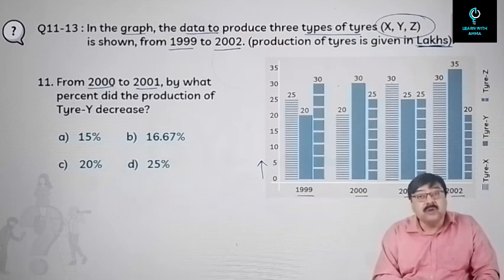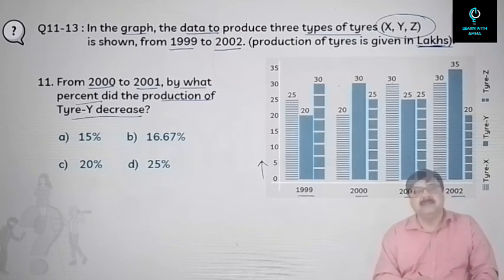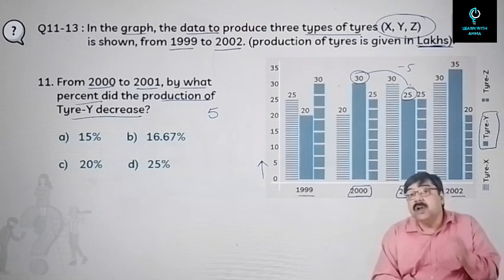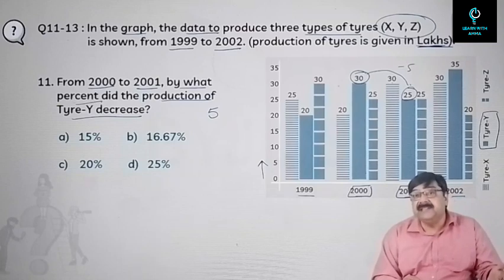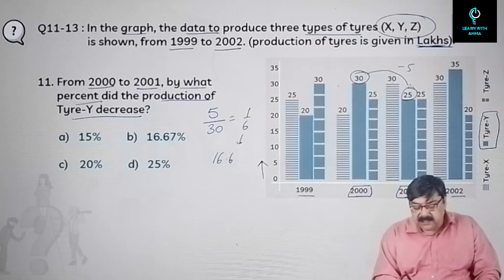Now let's go to the question. From 2000 to 2001, by what percent did the production of tire Y decrease? So let's first of all locate 2000, 2001. This is tire Y, exactly in between. Here it is 30, here it is 25. The difference here is 5. So it decreased by 5, and decrease or increase is always over the value in the previous year. So previous year value here is 30. So 5 by 30 we know is 1 by 6. 1 by 6 we know is 16.67%, which is given to us in choice B.